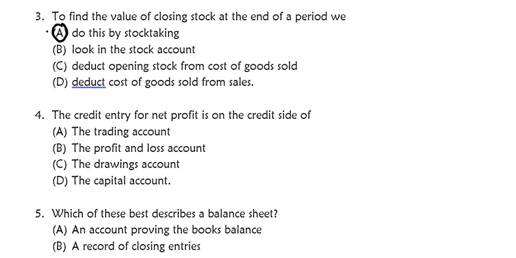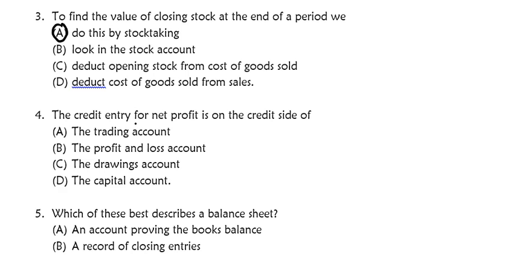So question 3, the correct option is A. To find the value of closing stock at the end of the period, we do that by doing what we call stock taking, which is the process of physically counting and verifying the quantity and the conditions of the items held in stock.